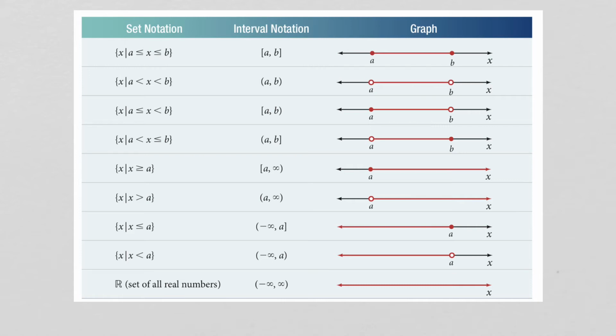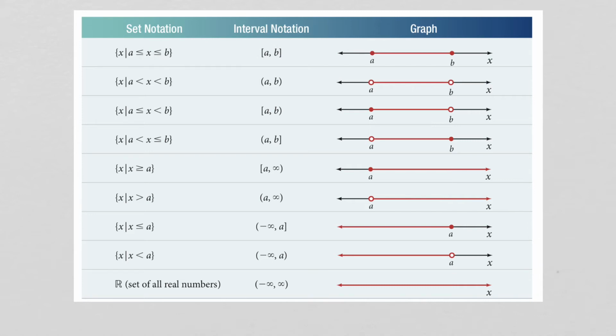So in the set notation, let's look at the example where we talk about the set of x such that x is a number in between a and b. So x is less than or equal to b, and x is greater than or equal to a. In interval notation, we write that in the following way, and we'll come back to this. But let's go talk about the graph.